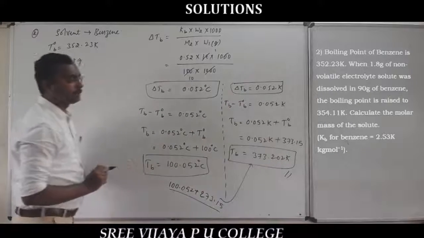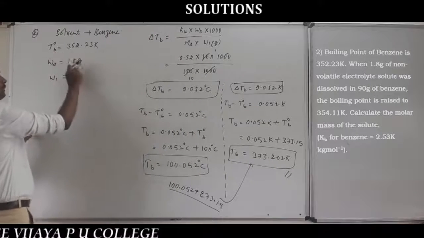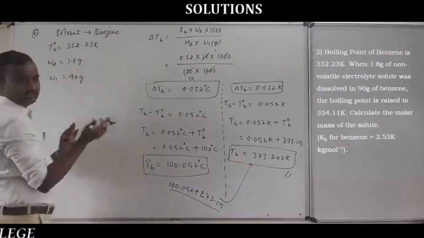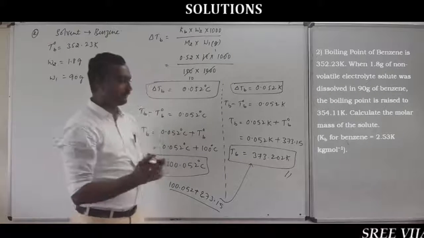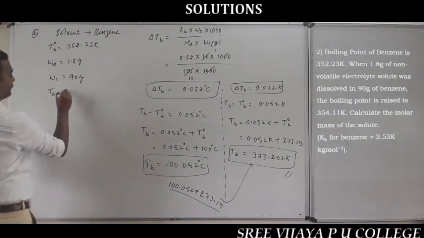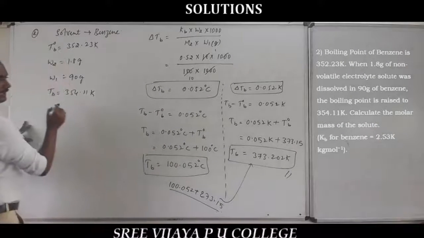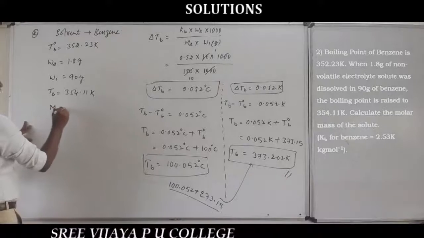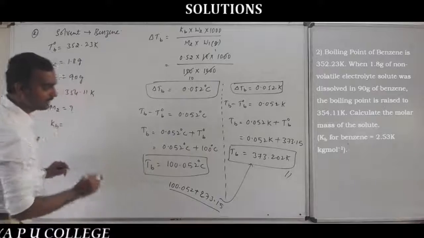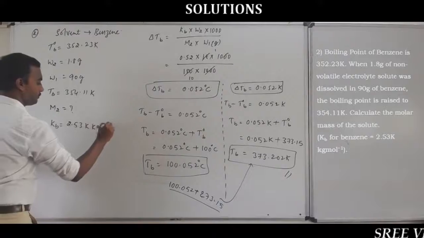So how much is elevated? That is 354.11 Kelvin. 352.23 is for pure benzene. When solute of 1.8 gram is added to 90 gram of benzene, it becomes a solution, because solute is added to solvent. That solution having the boiling point, that is TB, boiling point of solution, 354.11 Kelvin. So our intention is to calculate the molar mass of solute, that is M2, and they also gave the Kb, the ebullioscopic constant of benzene, that is 2.53 Kelvin kg per mole.